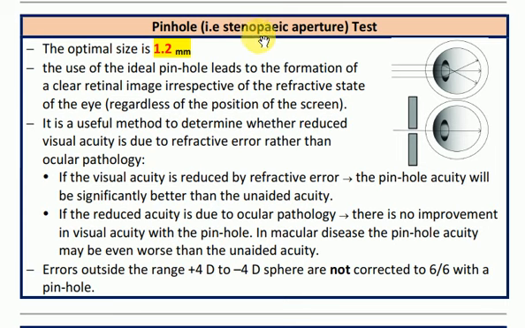Next is the pinhole or stenopic aperture test. This is a pinhole, and the optimal size is 1.2 millimeter. This pinhole theoretically allows only one ray from each point of an object to pass through to the screen. Thus a clear image is formed regardless of the position of the screen. Likewise, the use of the ideal pinhole leads to the formation of a clear retinal image irrespective of the refractive state of the eye. But in practice, the pinholes available clinically allow a narrow pencil to pass through them rather than a single ray.